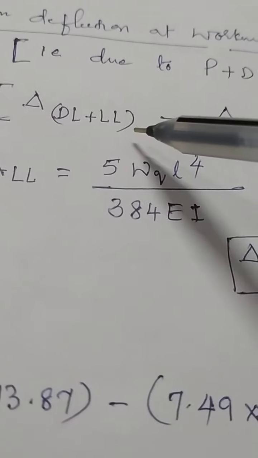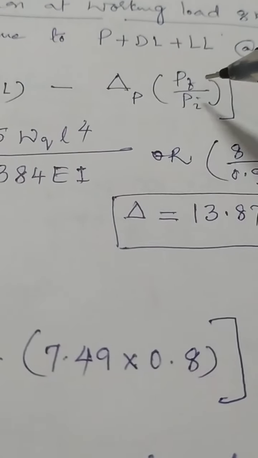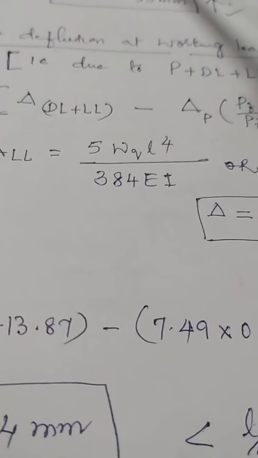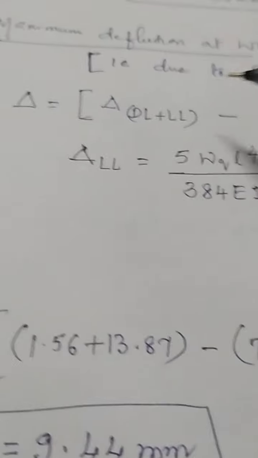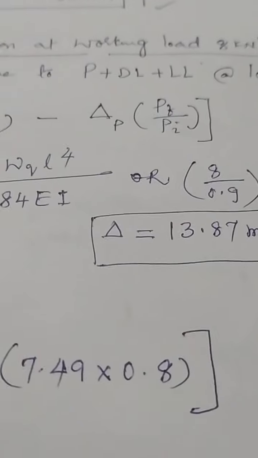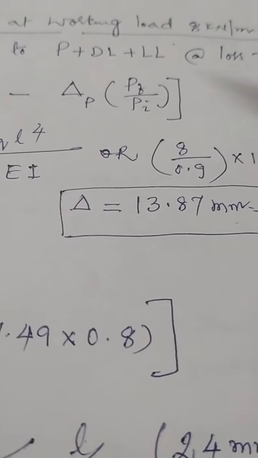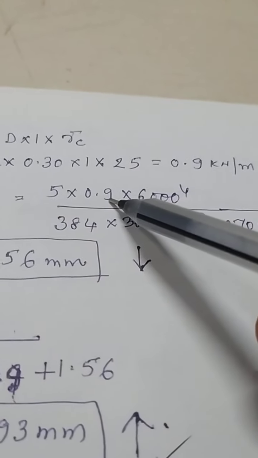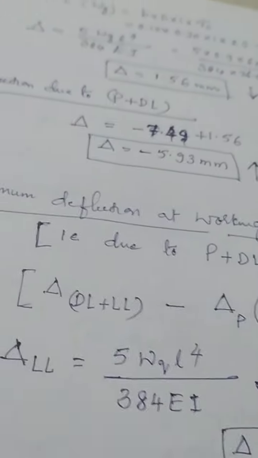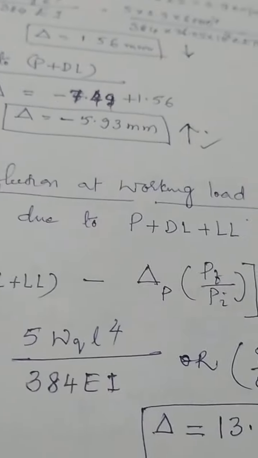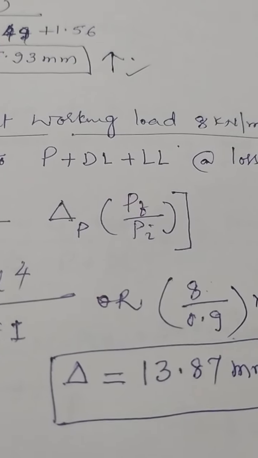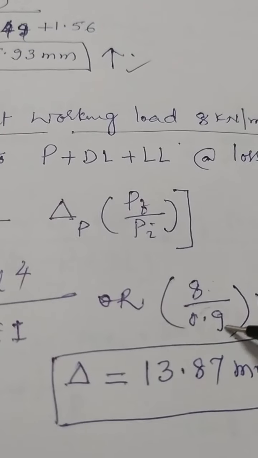Delta due to dead load plus live load minus delta P of PF by PI. Then dead load 1.56 is there, and live load is calculated here. In the dead load calculation for 0.9 kilonewton per meter, this is the deflection. For 8 kilonewton per meter of live load, how much? That is 8 divided by 0.9 into 1.5. For 1.9, this is the deflection.